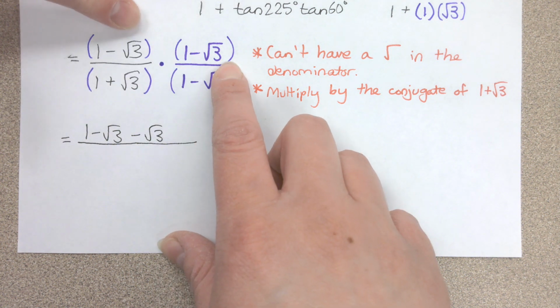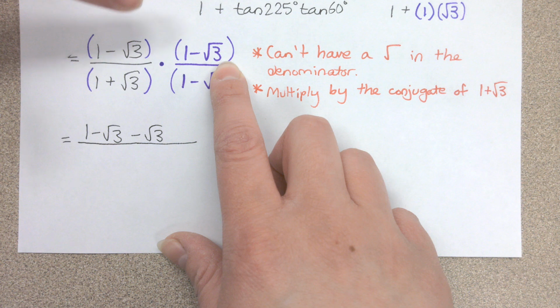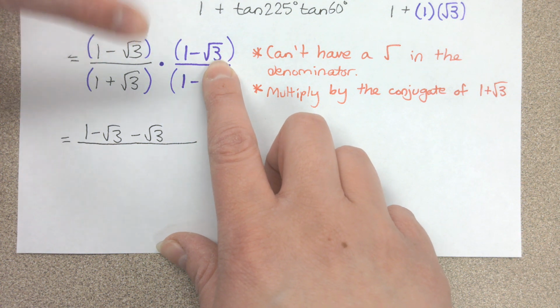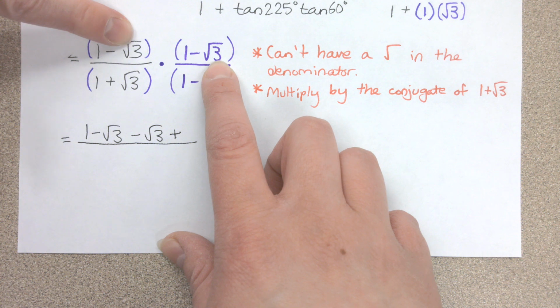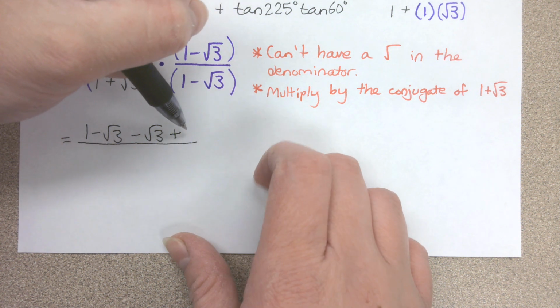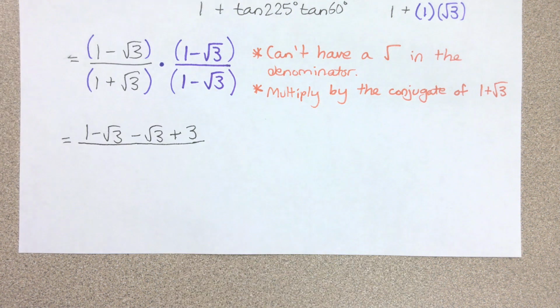On this last one, be extra careful. Mistakes are pretty common here. Negative rad 3 times negative rad 3. First, it's going to be a positive. And as we discussed Wednesday, a radical times itself is just going to be the number underneath. It cancels out the radical. So that's just going to turn into a regular 3.